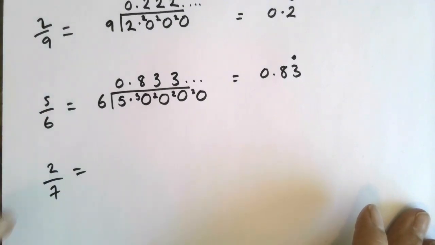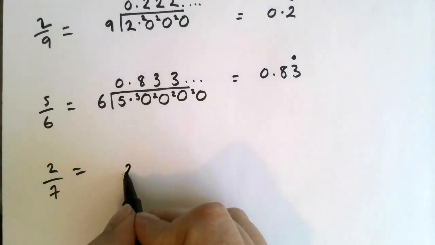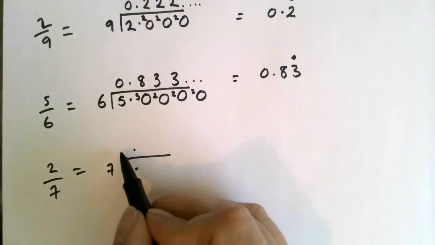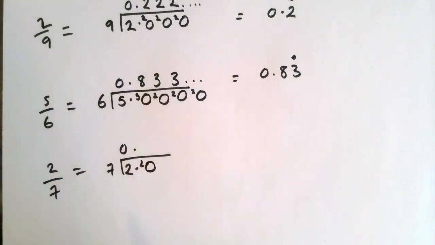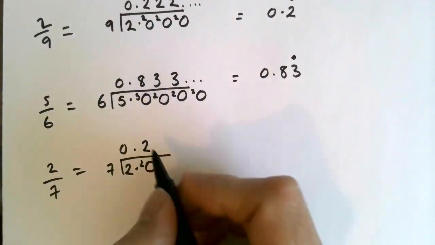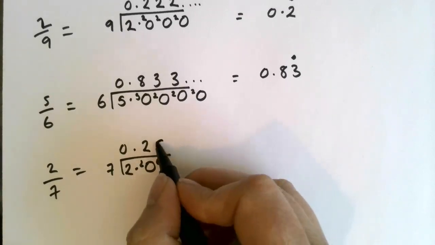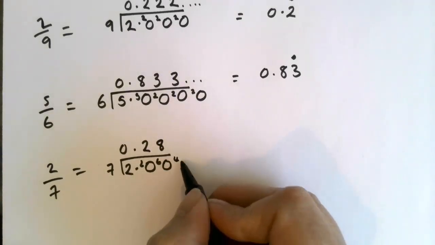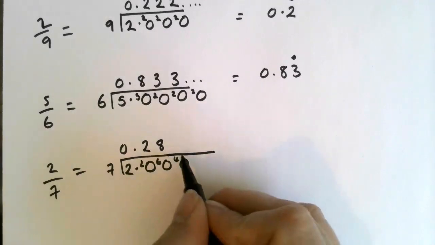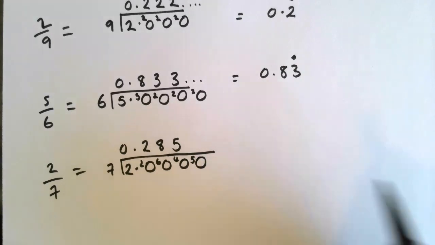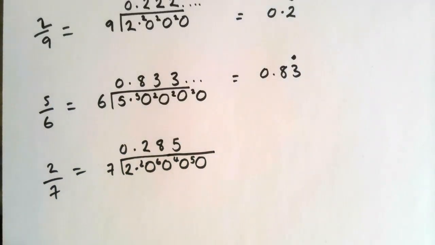2/7 means 2 divided by 7. Okay, so 7 into 2 does not go, remainder 2. 7 into 20 goes twice, remainder 6. 7 into 60 goes 8 times, remainder 4. 7 into 40 goes 5 times, remainder 5. And at this stage you're thinking, oh, this isn't working out, but have faith, keep on going.